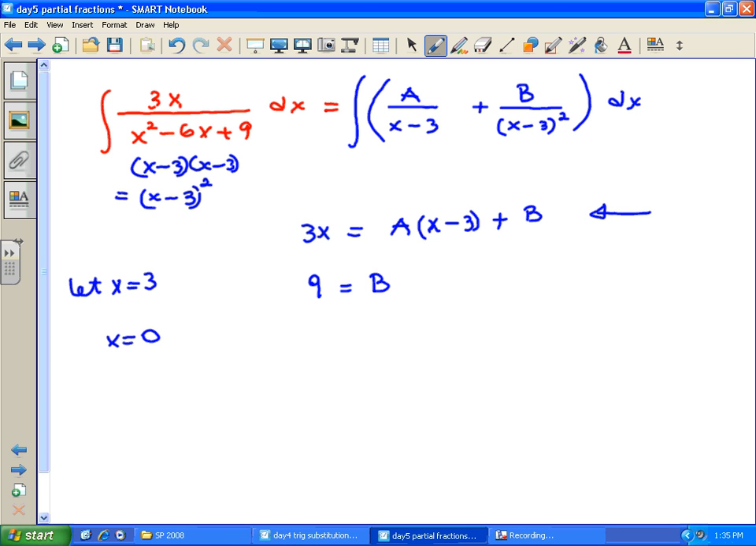So 3 times 0 is 0. On the right-hand side, A times 0 minus 3 is negative 3A, plus B. It didn't give us A right away, but luckily we already know B, right? So we can get A out of this. Go ahead and plug in 9 for B. We already got that above. Since B is 9, I'm going to put A on this side. 3A is equal to 9. So what does that tell you about A?